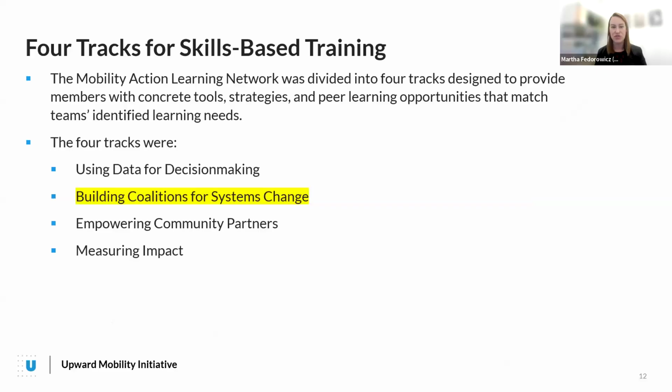Teams were able to select which track they wanted to join in their application. The 4 tracks that we had were using data for decision-making, building coalitions for systems change, empowering community partners, and measuring impact. And today, of course, you'll be hearing from 2 members from our Building Coalitions for Systems Change track.